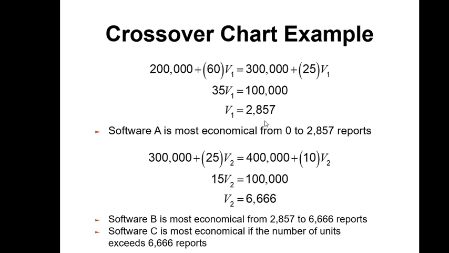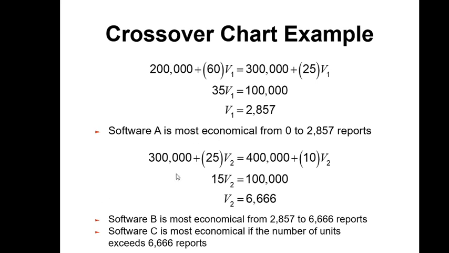2,857 units, which means that software A is the most economical if you produce from 0 units up to 2,857 reports or units, because we are talking about accounting reports. That's why we say reports, but of course it means units. So from 0 to 2,857, it is very good to use software A.